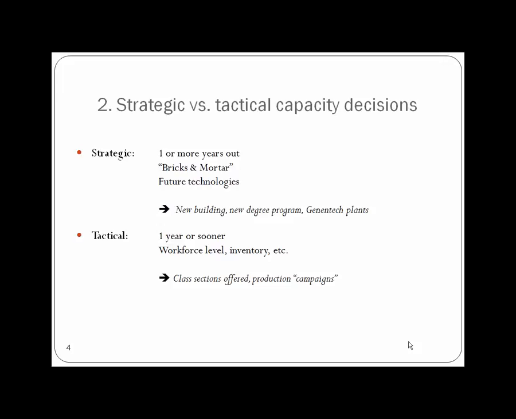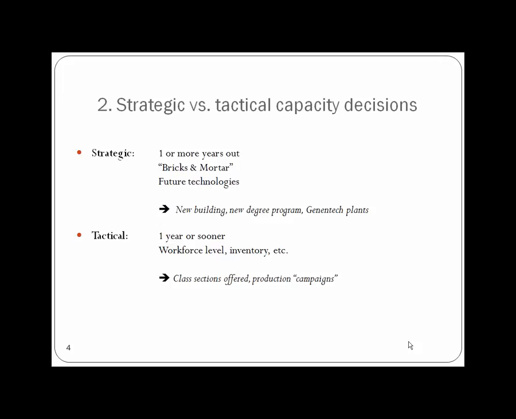Examples of strategic capacity decisions are putting in a new building, maybe offering a new degree program like the online MBA. In the case of Genentech, the case study we'll talk about, Genentech has to put plans in place that can take 5 years and $600 million. These are strategic decisions. Another aspect about strategic decisions is they are expensive and very difficult to reverse. Tactical decisions, on the other hand, are typically things we can do in a time frame out to a year or so. We have a little bit more flexibility to do it.